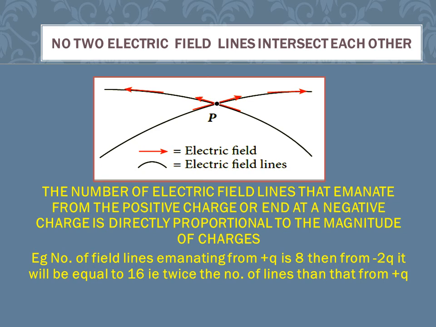Similarly for magnetic field lines also. The number of electric field lines that emanate from the positive charge or end at a negative charge is directly proportional to the magnitude of the charges. For example, if the number of electric field lines emanating from plus Q is 8, then from minus 2Q it will be 16. It is double, that is, twice the number of lines than from the plus Q charge. It doesn't matter whether it is a positive or a negative charge, the magnitude alone differs. So the number of field lines will depend upon the charge.